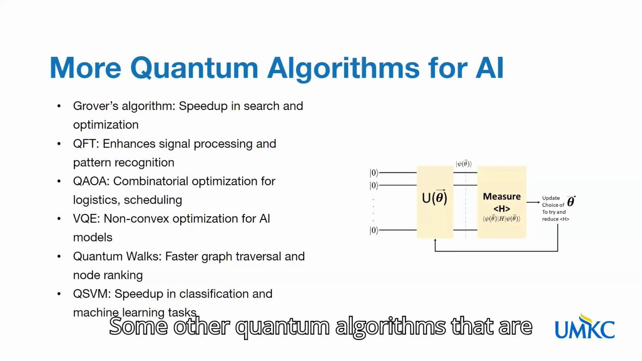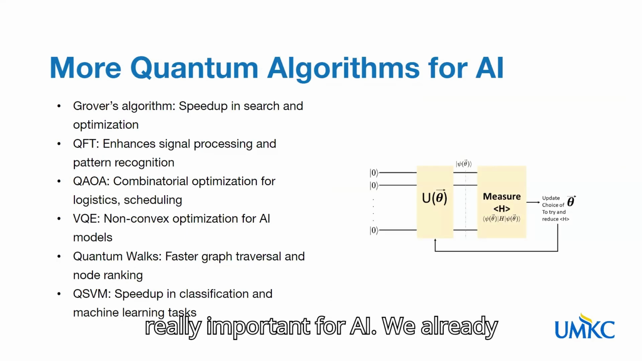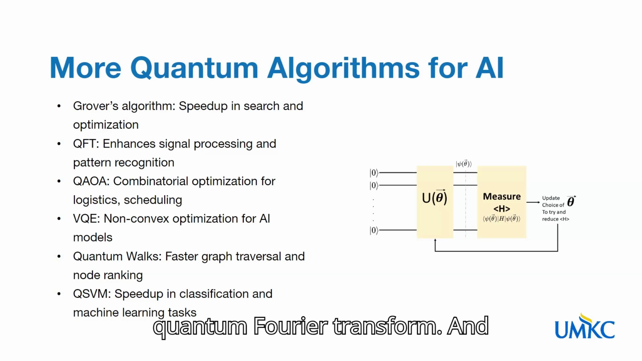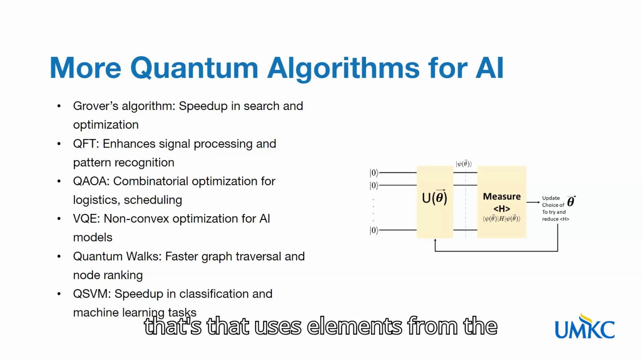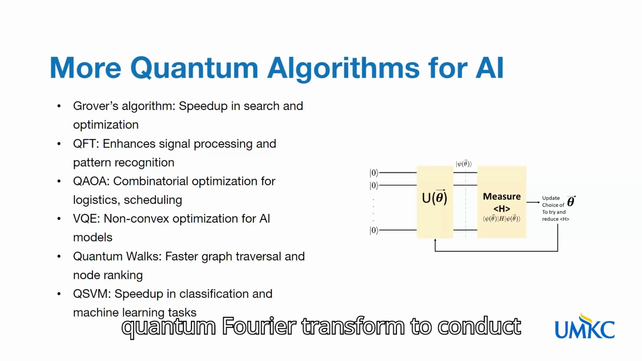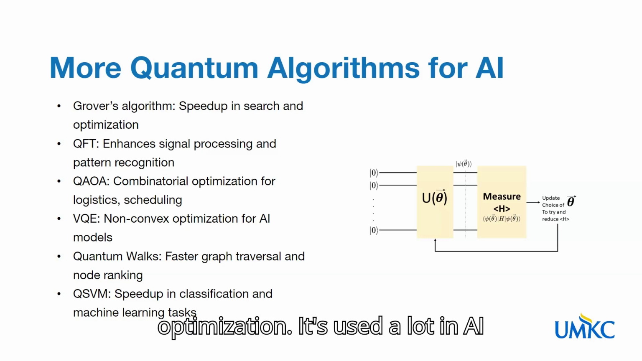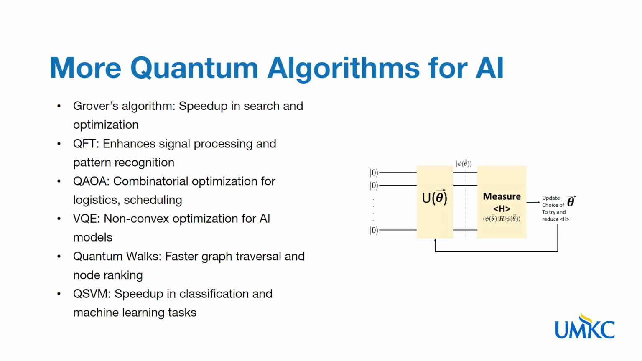Some other quantum algorithms that are really important for AI. We already talked about Grover's as well as the Quantum Fourier Transform. And then you have QAOA. That uses elements from the Quantum Fourier Transform to conduct optimization. It's used a lot in AI.